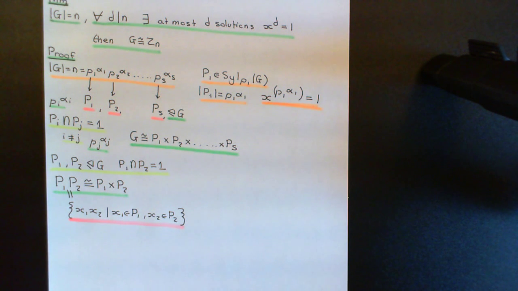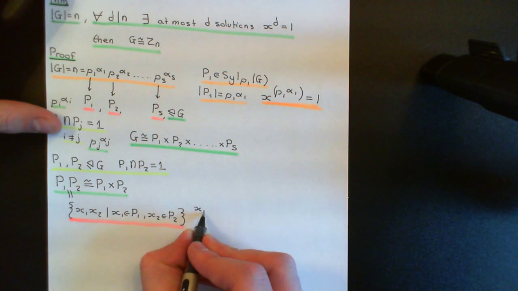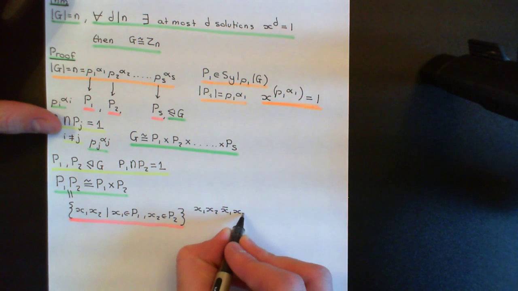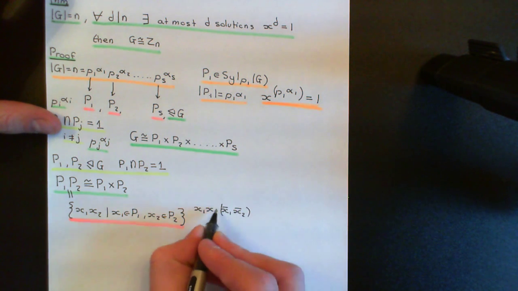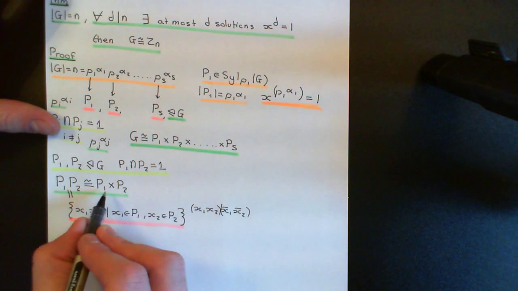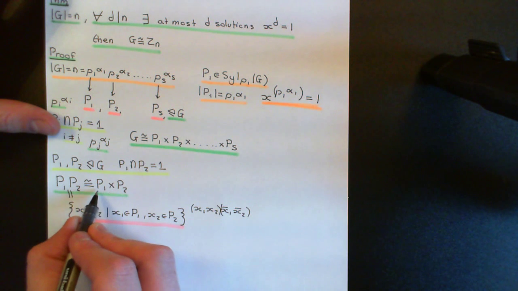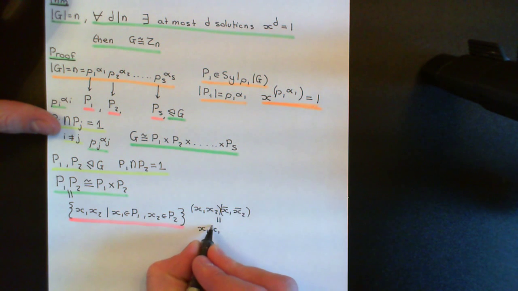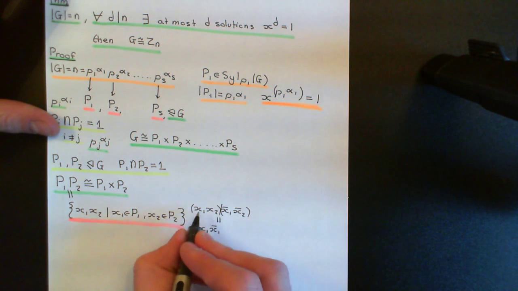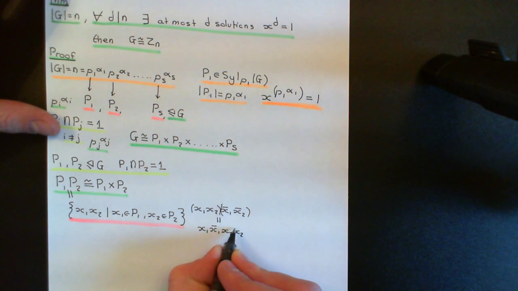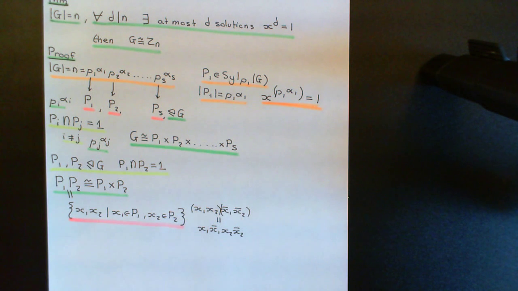In addition, it tells us how to compose elements in here. If you've got little x1, little x2, and you want to compose it with little x1 bar, little x2 bar, so you've got these two elements of your internal direct product, well, because we know it's isomorphic to this, we know composition works component-wise. So this is just going to be x1 composed with x1 bar, so compose the two components from capital P1 together, and then composed with x2 composed with x2 bar, like so.